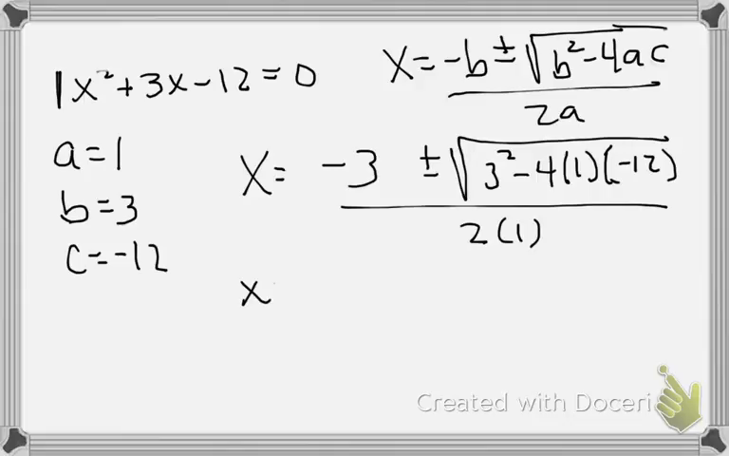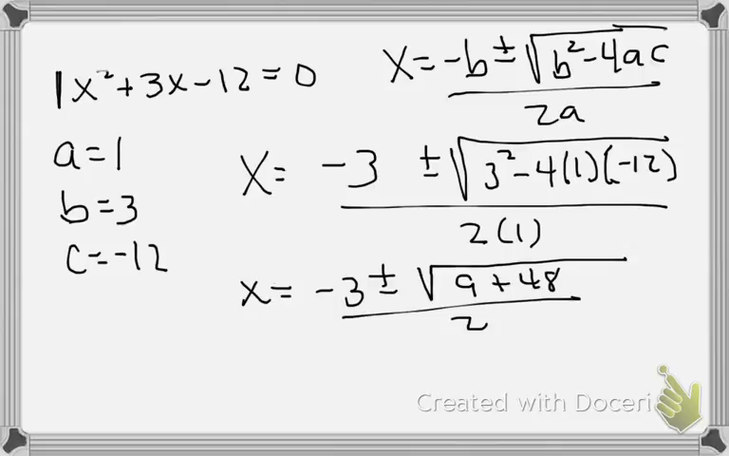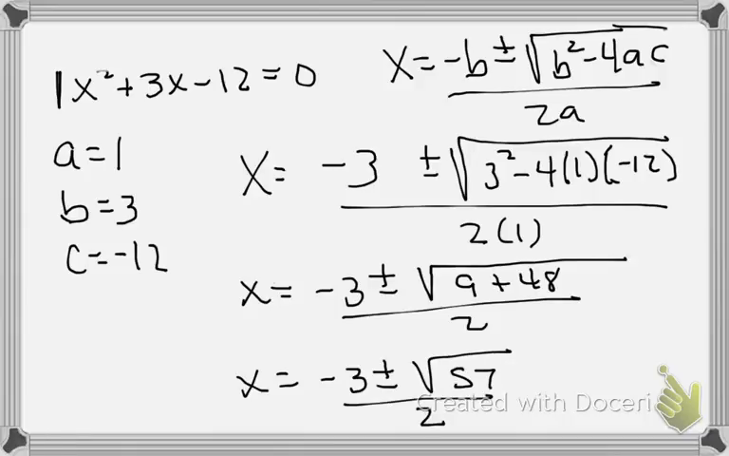So I'm just going to clean this up a little bit. So it's a negative 3 plus or minus the square root, and 3 squared is 9, and 4 and 12, those are both negative, so you multiply them, you're going to get a positive 48 over 2. So we got x equals a negative 3 plus or minus the square root of 57 all over 2.